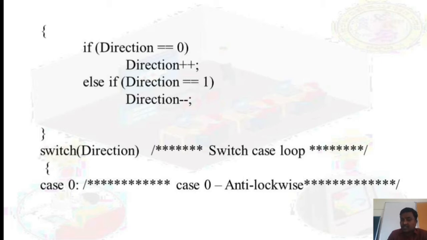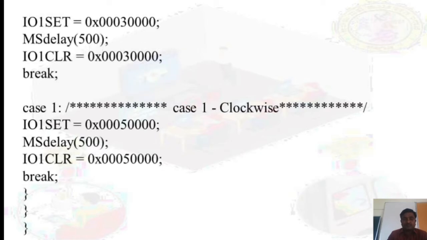Based on the direction value, a switch statement will be executed. If the direction value is equal to 0, case 0 is executed in anti-clockwise direction: IO1SET 0x000340, call ms delay 500, IO1CLR 0x000340, then break. If the direction variable is equal to 1, then the DC motor will rotate in clockwise direction: IO1SET 0x000540, call ms delay, IO1CLR equal to 0x000540. Then call the break statement, then close all the loops.